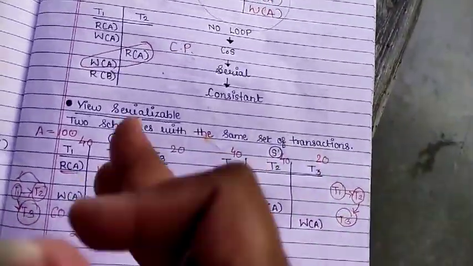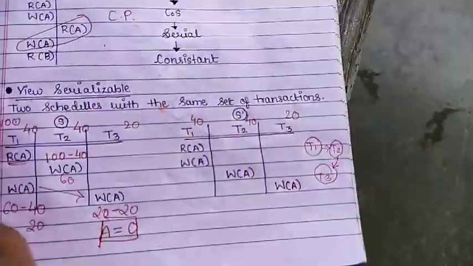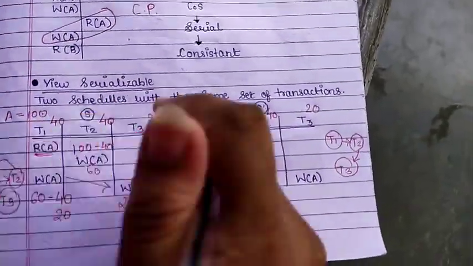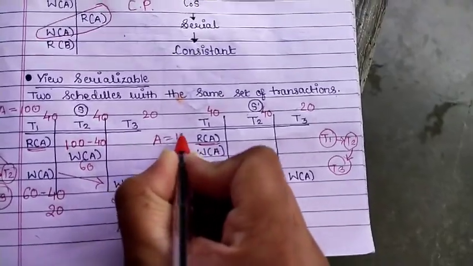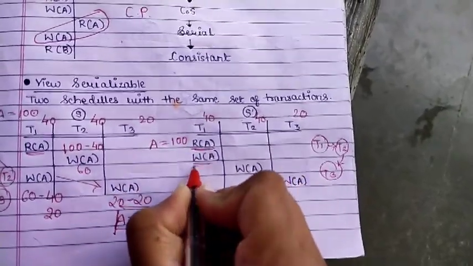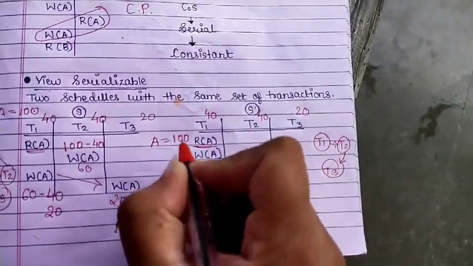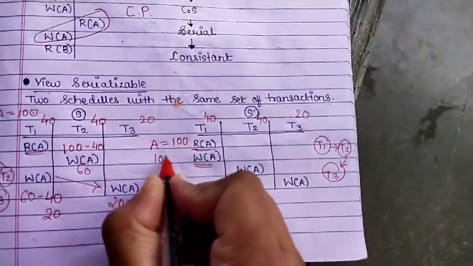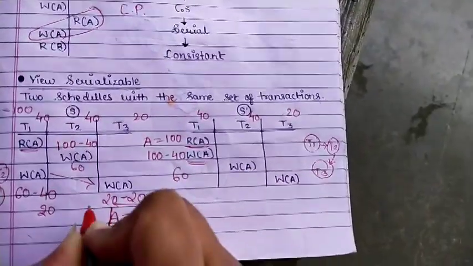Now we will apply the same on a serial schedule. What is the initial cost? A equals 100. First it will read, that is A equals 100. Then it writes: we have to deduct 40 rupees from the initial amount, so 100 minus 40. The output will be 60.